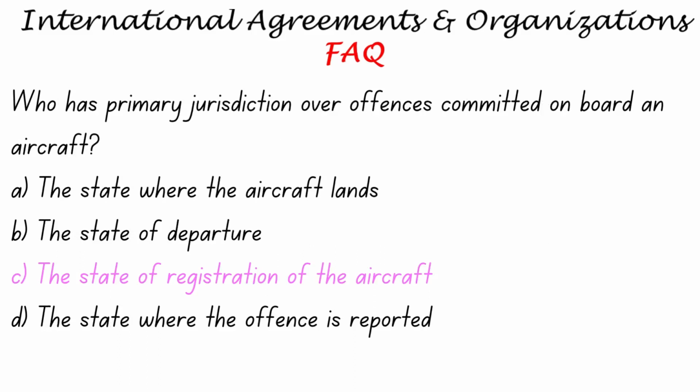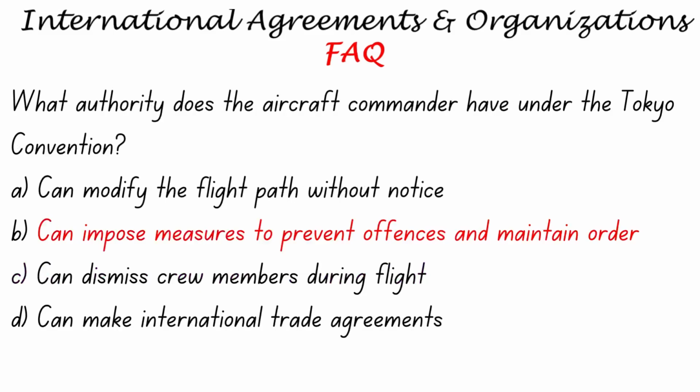As per the Tokyo Convention, the commander may exercise the power to disembark a person if it is necessary to protect the safety of the aircraft or of persons or property on board, or to maintain good order and discipline, if he or she has reasonable grounds to believe that the person has committed, or is about to commit, an act which may or does jeopardize the safety of the aircraft or persons or cargo on board, or good order and discipline.